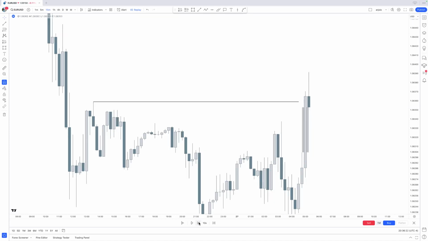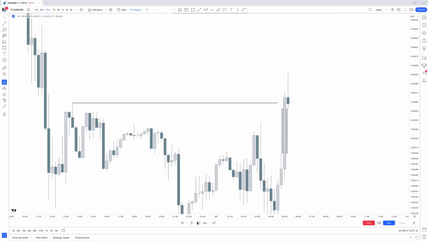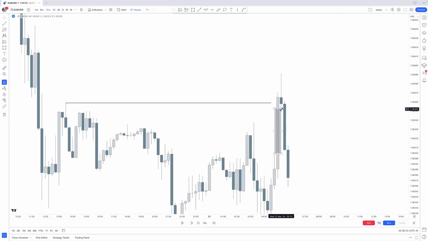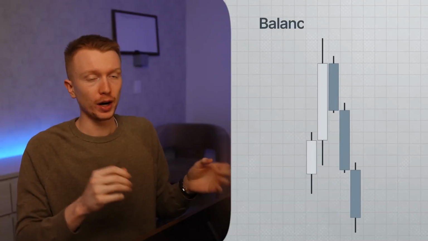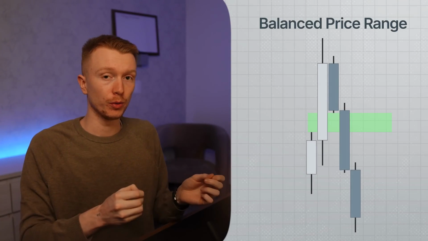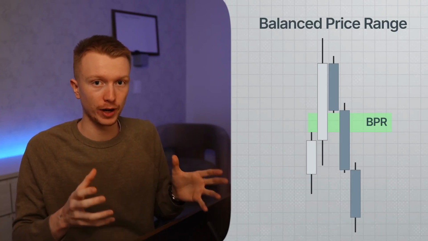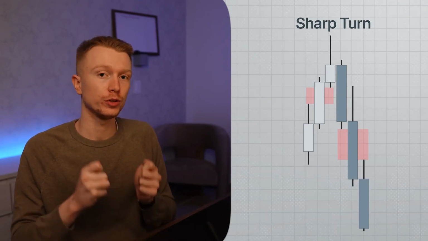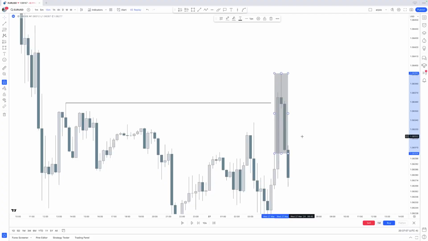Then right here, we do not have an overlapping fair value gap exactly with the high that we just took. And then right there, we see an opposing fair value gap in the making, which is in turn a sharp turn when you have a bullish fair value gap right there and a bearish fair value gap going against it. But is that not a balanced price range? No, because they don't have to be overlapping fair value gaps. A BPR is a sharp turn, correct, but a sharp turn doesn't have to be a BPR. Very important to understand as well, because these fair value gaps don't actually have to be overlapping with one another.